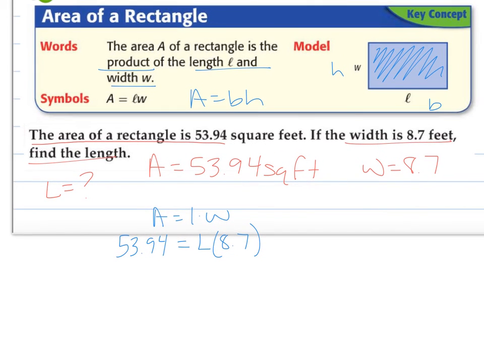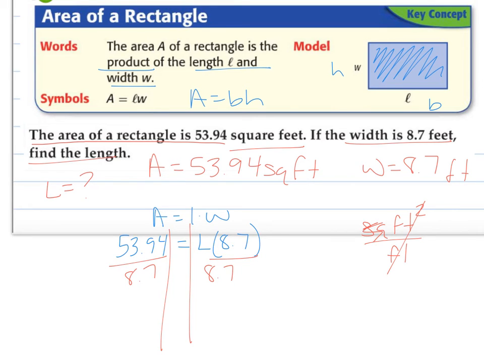Notice that in area, the units were square feet. Well, if I have square feet and I divide by this unit of feet, I'm going to have just a single feet at this point because one of those will go away. So I solve for my variable, just undoing multiplication with division. And when I do that, you can use a calculator here to check your work. So I have 53.94 divided by 8.7 for 6.2 is the length. Our units would be that our length is 6.2 feet.